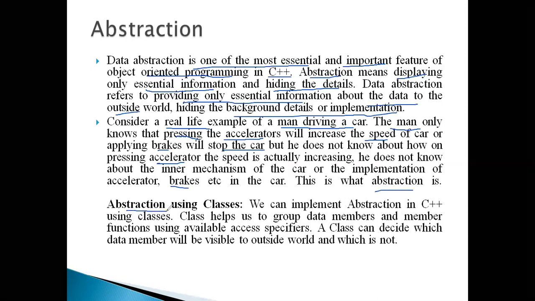You can use abstraction for classes also. You can implement abstraction in C++ by means of classes, where it groups the data members and member functions. Based on the application, only some data members will be visible to the outside world and some are not visible. Some we cannot access. That indicates it is hiding the details. That is nothing but abstraction, which is an object-oriented concept, an object-oriented feature.